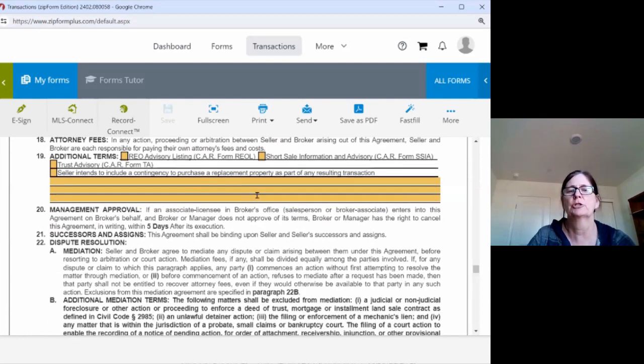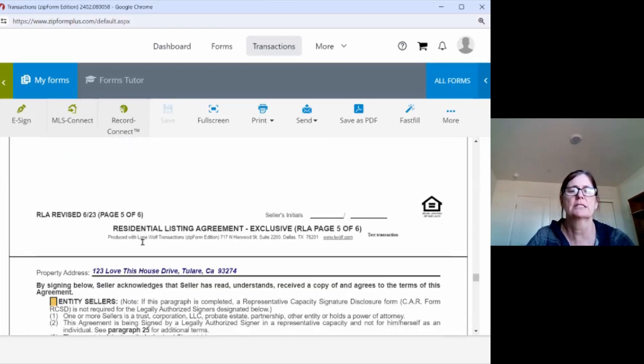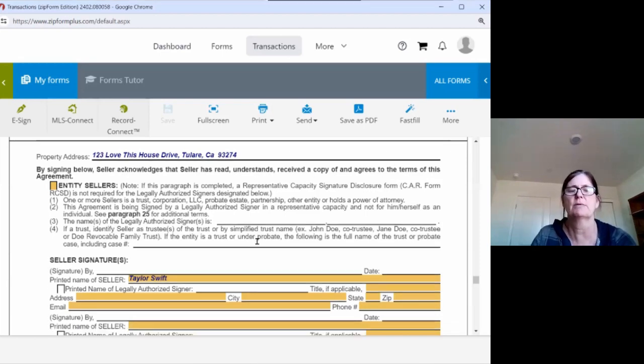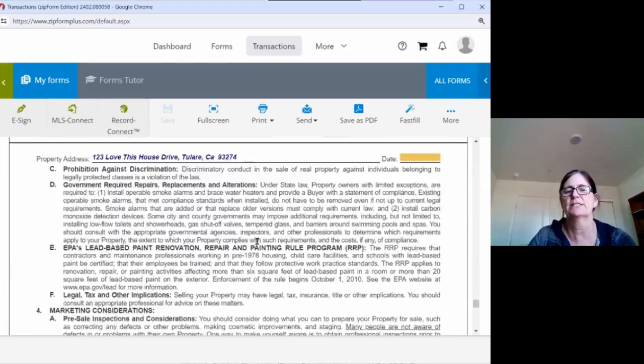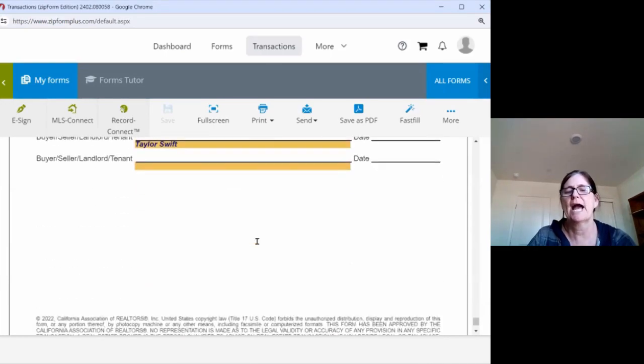If there are any additional terms or additional forms, like if it's a trust, or if there's going to be a contingency to buy a replacement property, these would get marked, and then additional forms would get added. Talks about dispute resolution, says this is the entire agreement. And then if it's an entity seller, then you can either fill out these boxes, or there's a completely different form to be used for entity sellers. Same with entity buyers. And then they sign it and you sign it. And then you have the seller's advisory. And what's this? Privacy Act.